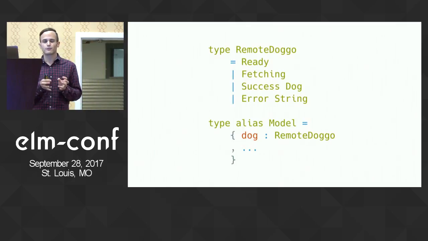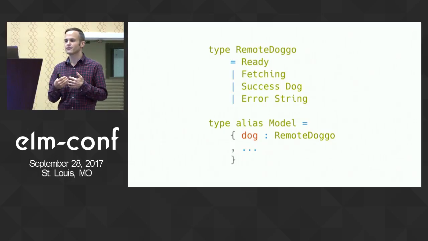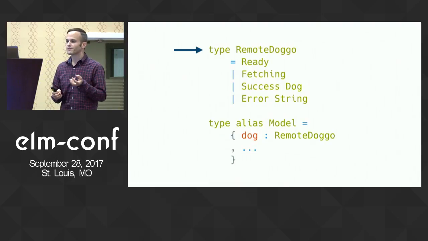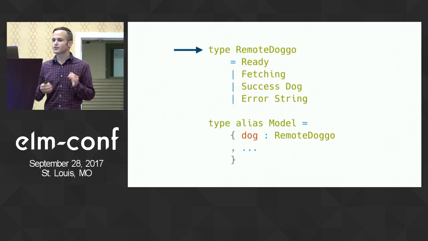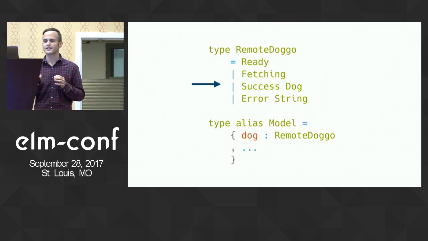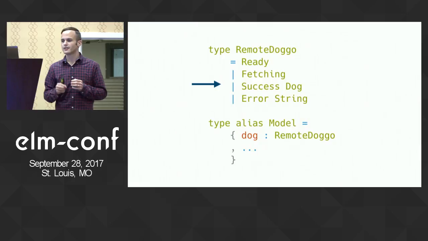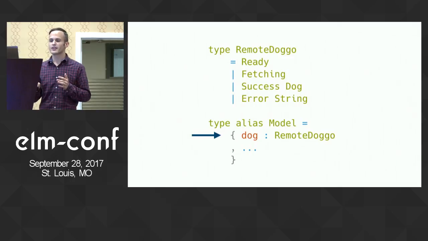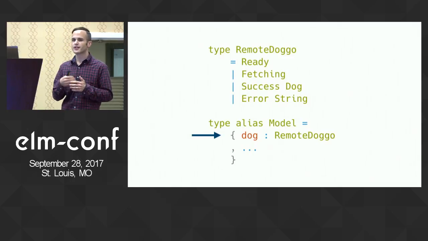So union types can work like a finite state machine where we represent each possible state of fetching a remote dog inside a union type called remote doggo. We can take each Boolean property and the implicit ready state to create the values for our union type. We have ready, fetching, success, and error. Notice that the success constructor wraps a dog type, and the error constructor wraps a string error message. Then inside our model, we can create a dog field that uses our remote doggo type.